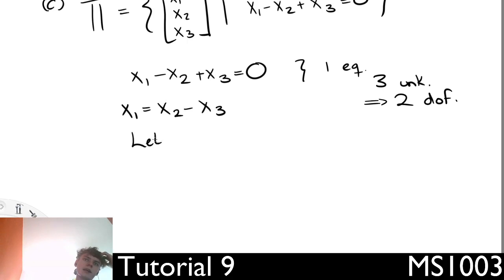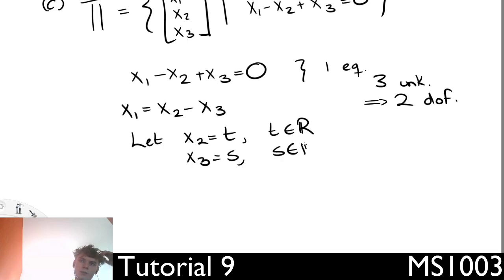And then I'm going to say let x2 be equal to t, t any real number, and let x3 be equal to s, any real number, and that means that x1 is going to be t minus s.